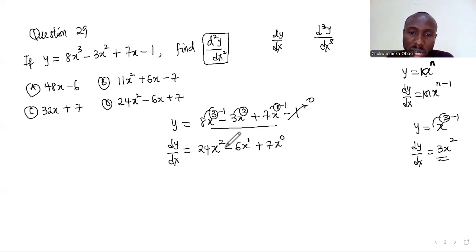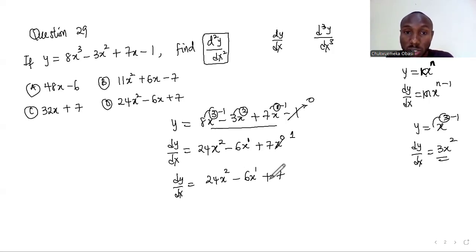Now let's clean this up, guys. So we have dy dx is equal to 24x squared minus 6x to the 1, then plus x to the 0 is 1, so 1 times 7 is 7. So this is what we have for the first differentiation. Remember, we are doing this twice because they asked us to find the second derivative of y with respect to x. So now let's differentiate the function again.